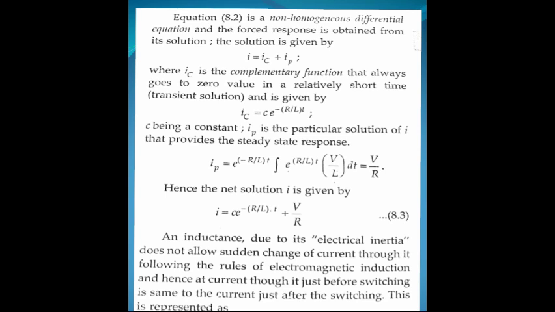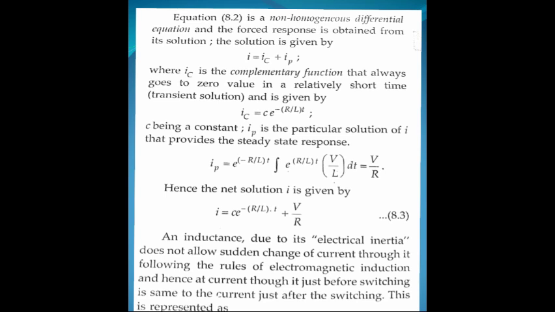And similarly, IP is obtained by the integration method. So IP is e to the power minus R upon L T, integration of e to the power R upon L T, V upon L dot dt. We know that V upon L is independent of T, so it is a constant. It can be put outside the integration.